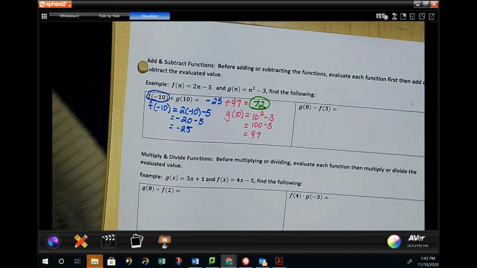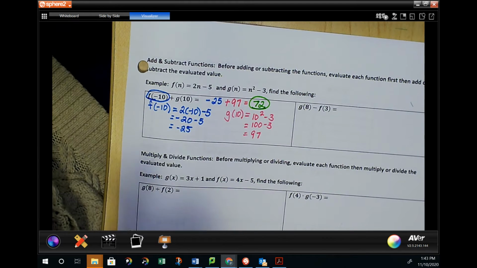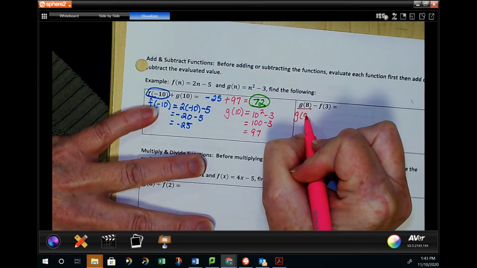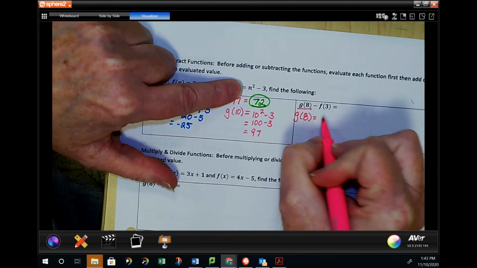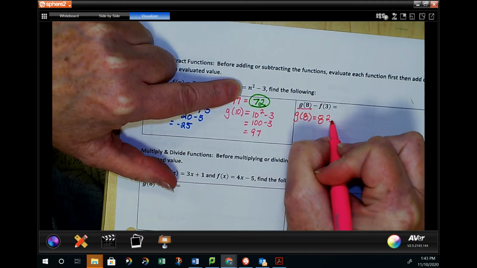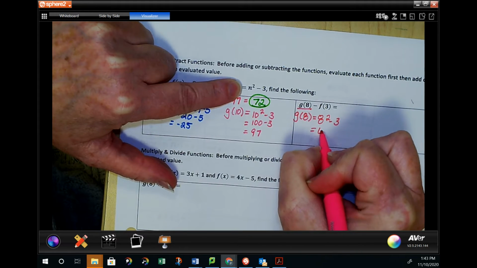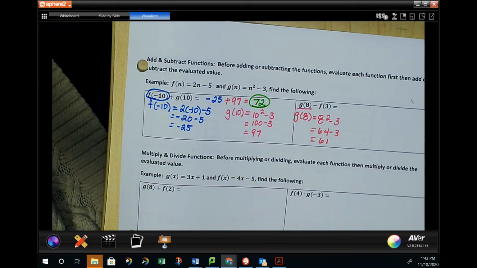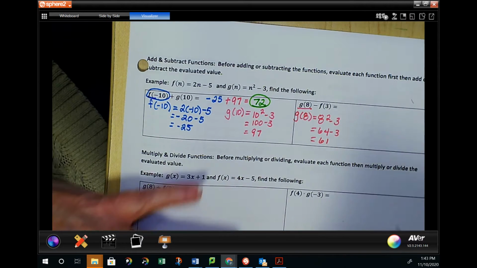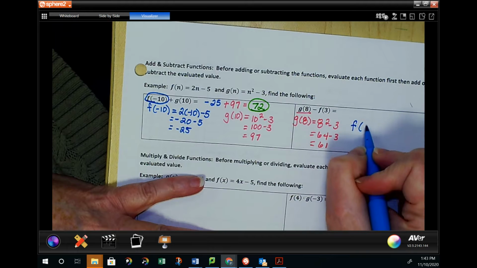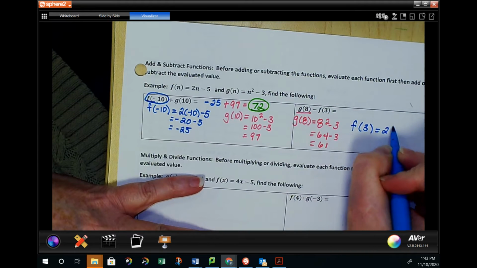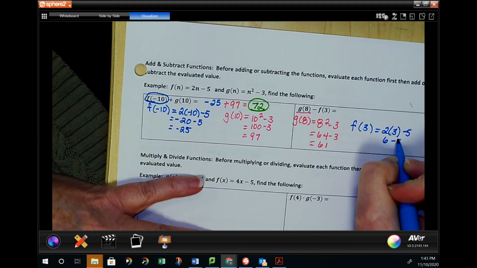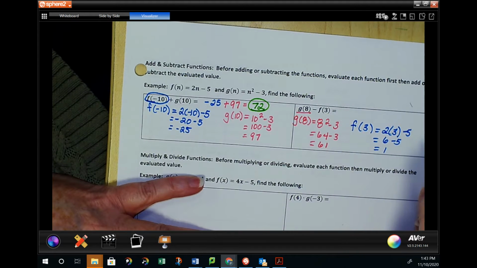So when you're subtracting, we're going to go through and do the same thing. Notice I have g first. So g of 8, this is going to be 8 squared minus 3. So that's 64 minus 3, which is 61. And then my f, so f of 3, that's going to be 2 times 3 minus 5. 2 times 3 is 6 minus 5 ends up being 1.